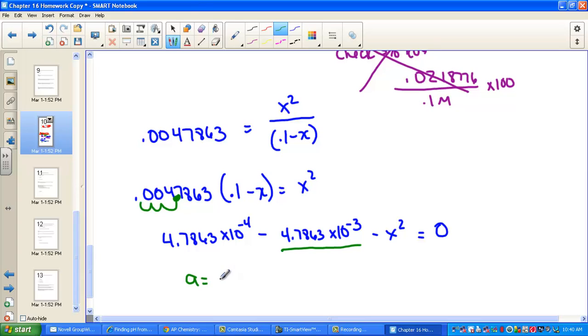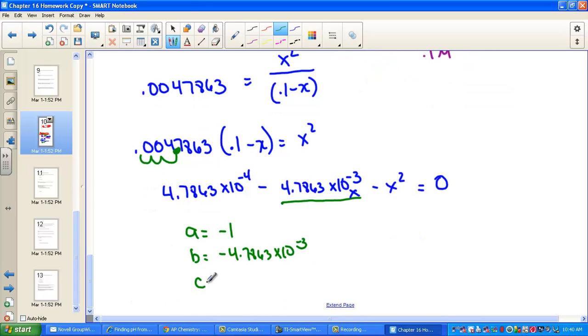When we use our quadratic equation, a comes out to be negative 1. B is given as, whoops, I forgot my variable x right here. B is negative 4.7863 times 10 to the negative third, and the letter C has a value of positive 4.7863 times 10 to the negative fourth. Use your quadratic formula and see what we get for x.